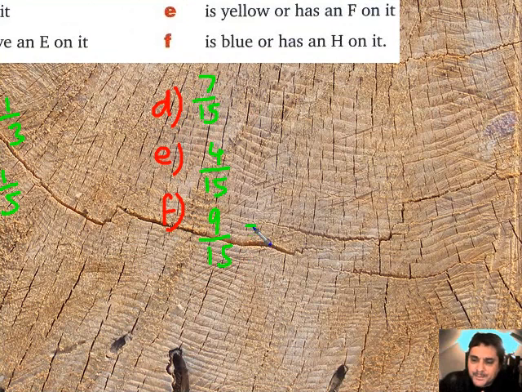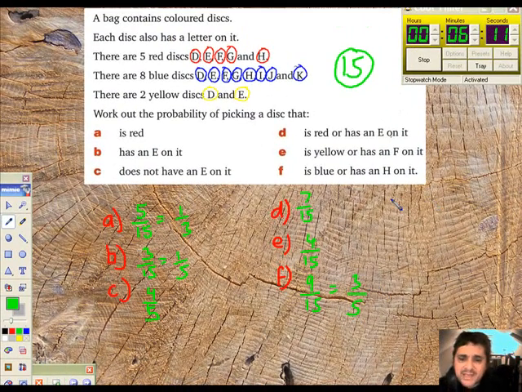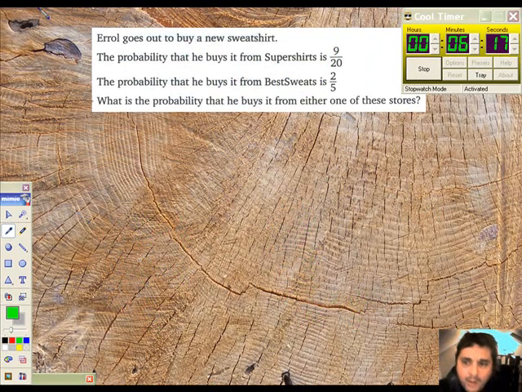Let's simplify that down. 3 goes in there 3 times, 3 goes in there 5 times. So 3/5. And that's it. Next question, last question. It's a little bit more tricky, I believe, so let's look at it carefully. Sorry, not the last question, the last question.